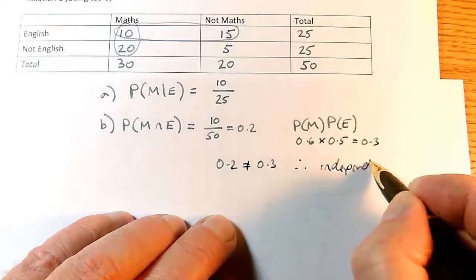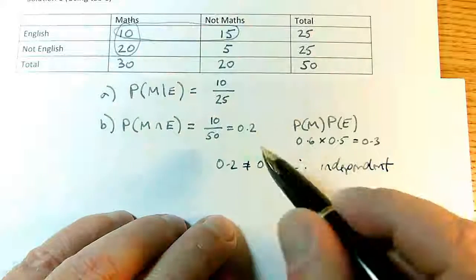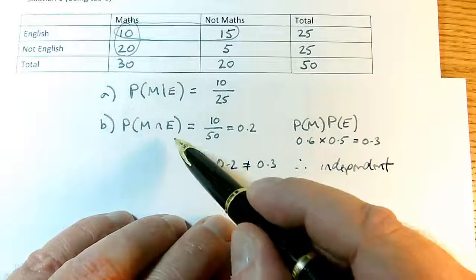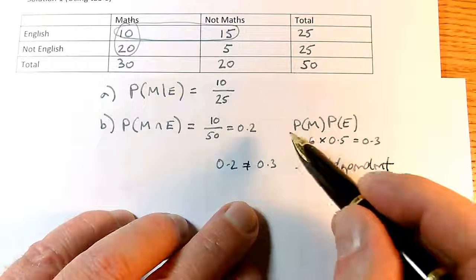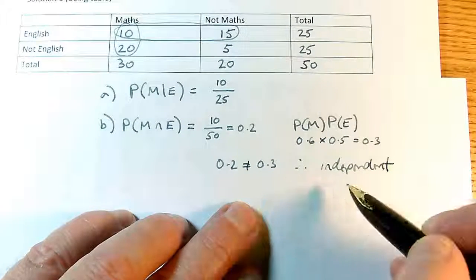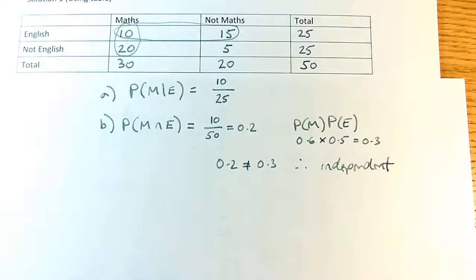So once again, I set it out slightly differently. Once again, I very clearly worked out probability of M and E, and the probability of M times the probability of E, got these two answers and stated they're not the same, and then drawn my conclusion. That's what you have to do to show things are or are not independent.